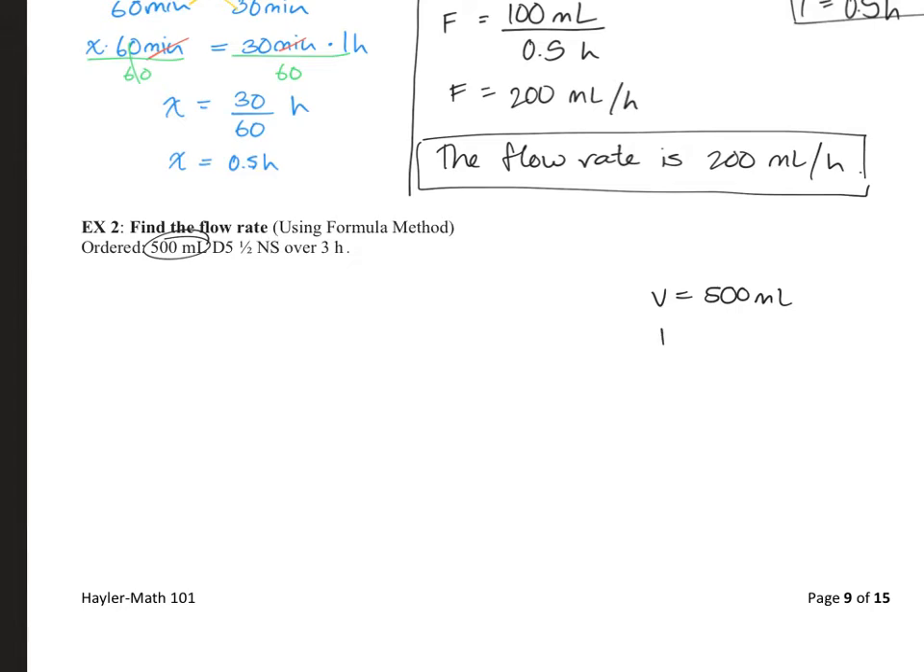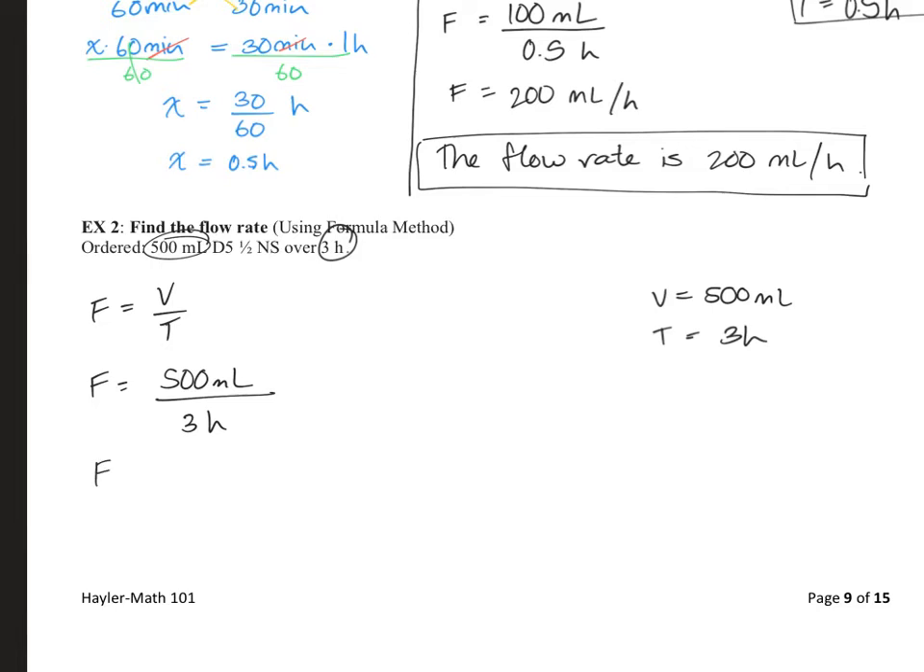And let's check our time. Is it in hours? 3 hours. Yep. We're good. So we don't have to change any of the units. It's all good and set up for our formula. Not V. F equals V divided by T. So the volume is 500 milliliters divided by the time, which is 3 hours.